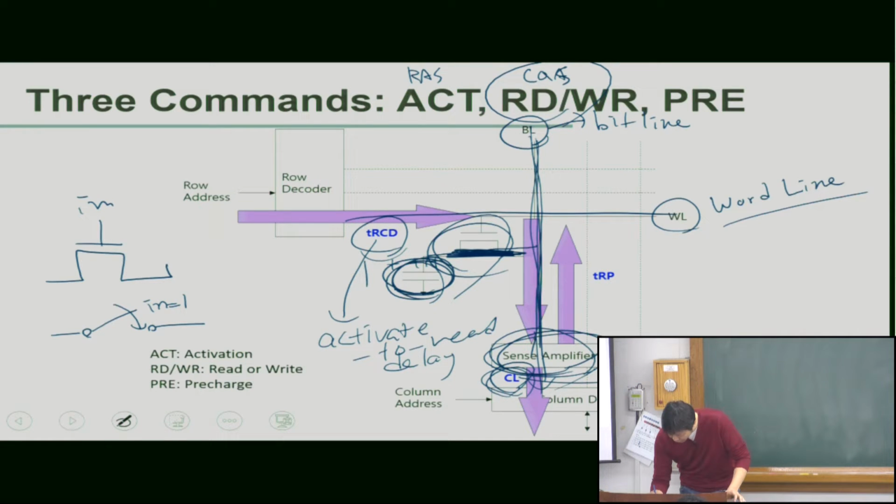So let's say it also takes another certain amount of time, tRP, which is the pre-charge latency.